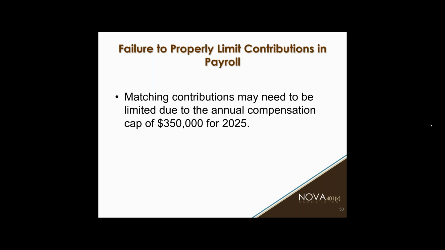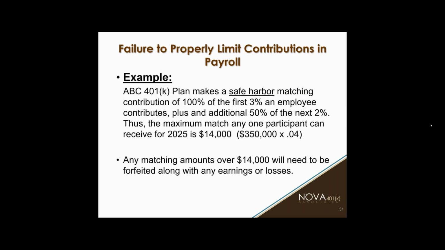All right, for 2025, that limit is $350,000. So when we're running all of our testing and matching computations, and of course, if you're having your payroll system do the matching computation, it applies to that as well. But we cannot count comp in excess of 350. So you could have somebody making $1 million, and we're not going to compute our matching formula on $1 million. It's got to be limited to 350. So what does that look like?